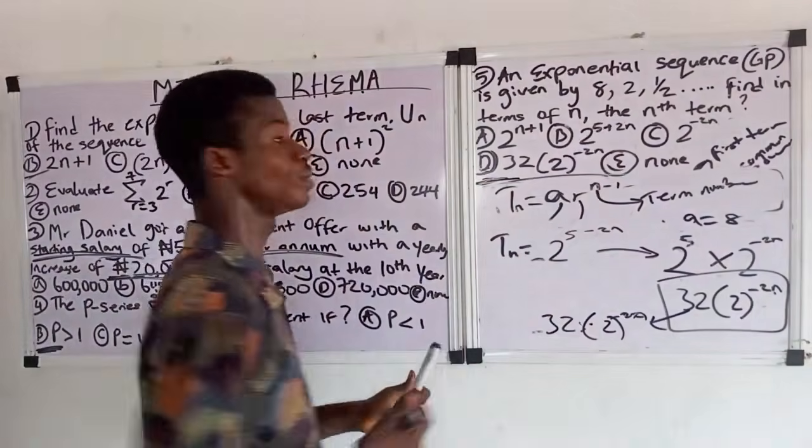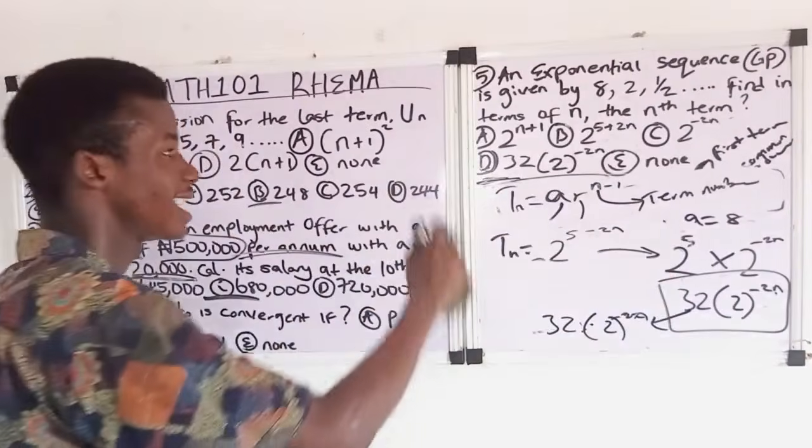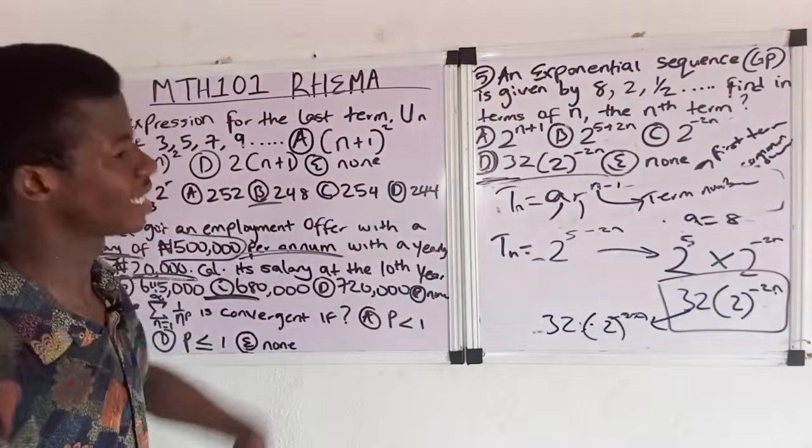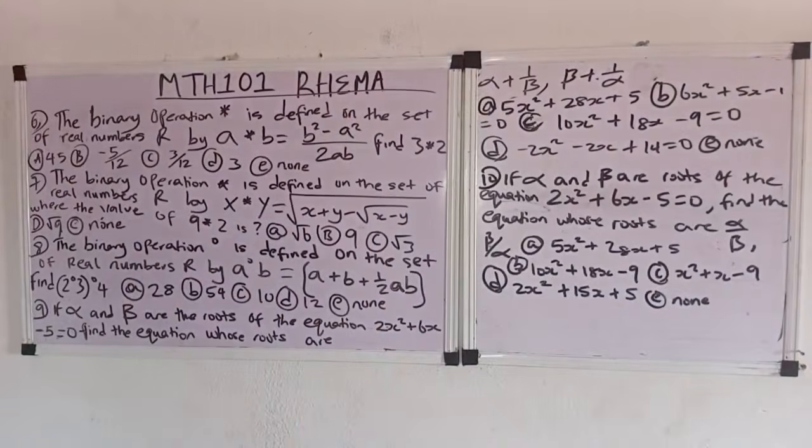So don't think that is B, because why? B is not correct. Had it been is minus, that would be correct, but B is not the right answer. The right answer is D. Now let's move to the next question. All right, so let's continue.